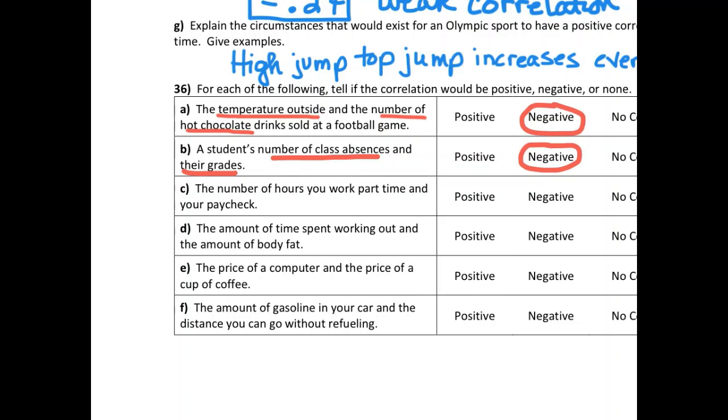In part C, the number of hours you work and your paycheck, you would think that if you work more hours, your paycheck would go up. And if you work fewer hours, your paycheck would go down. Since both quantities are doing the same thing, that would be a positive correlation. If you spend a lot of time working out, meaning the amount of time that you're working out goes up, what do you expect to happen to your body fat? You would expect that your body fat would go down. The quantities are doing the opposite thing, and so that's a negative correlation.